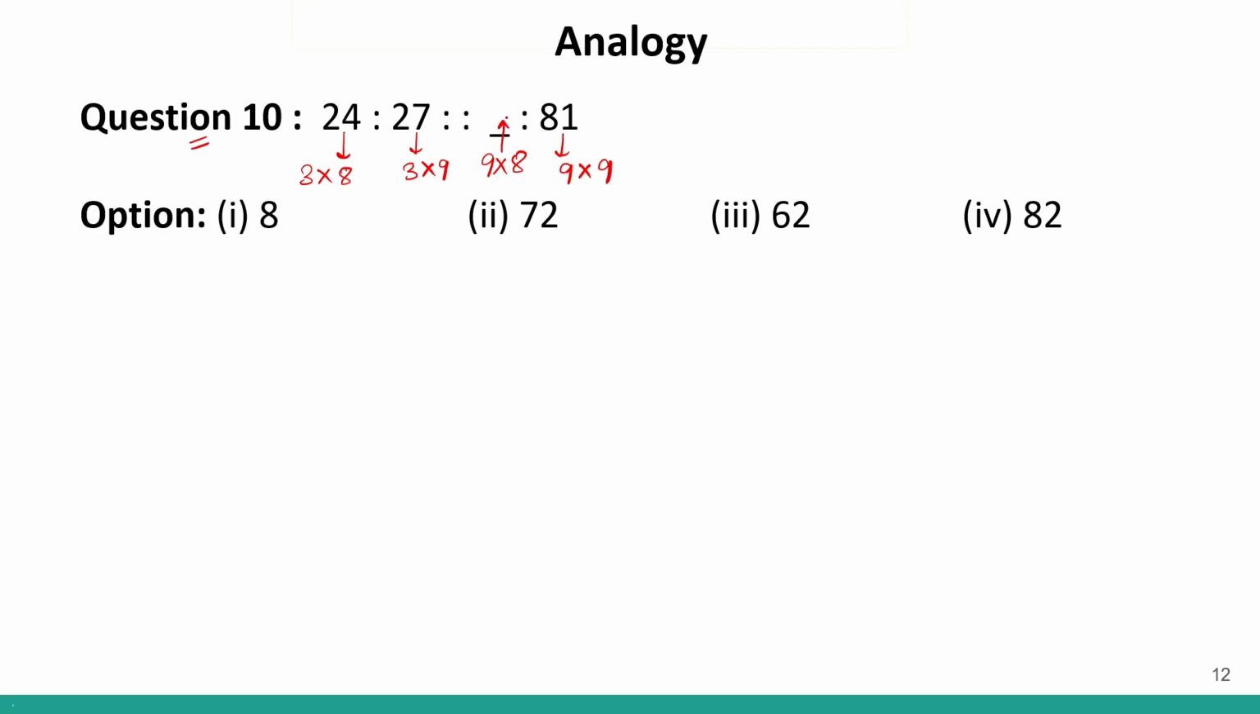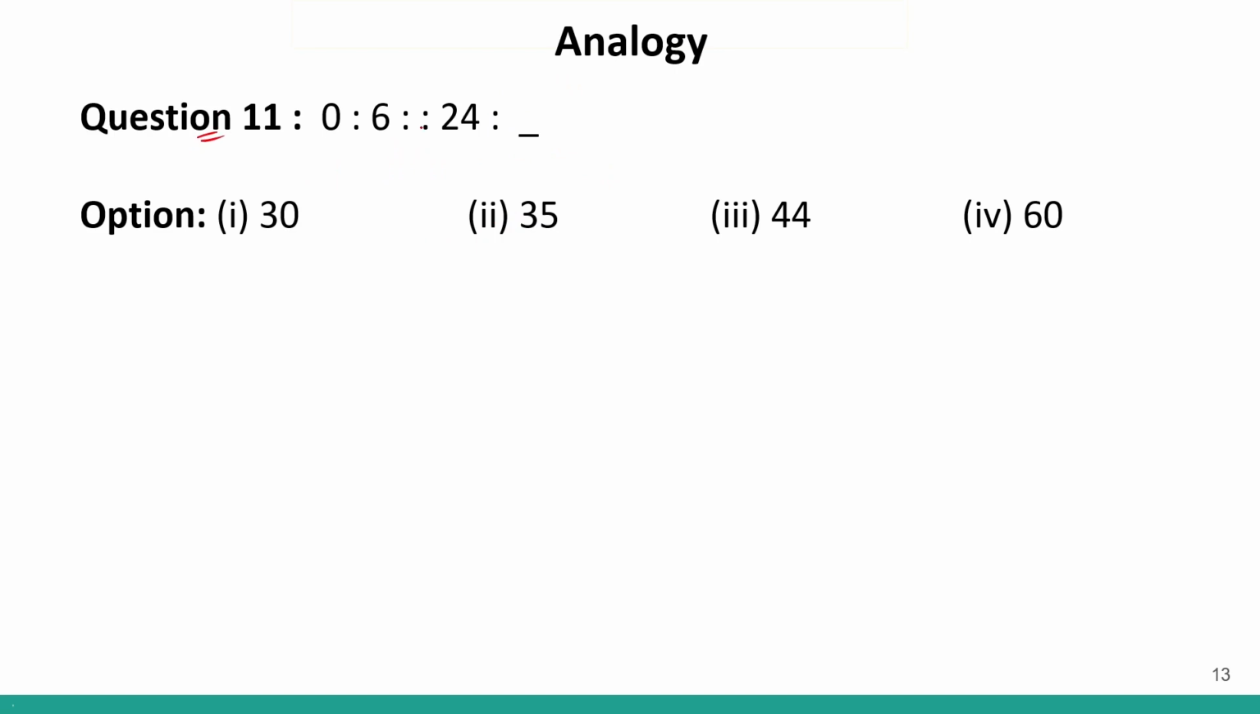So if I put 9 into 8, what will be the answer? 72. Is 72 given in an option? Yes, it is given in option number 2. So option number 2 will be the correct answer to this question. Clear? Question number 11. We have 0, 6 and 24.